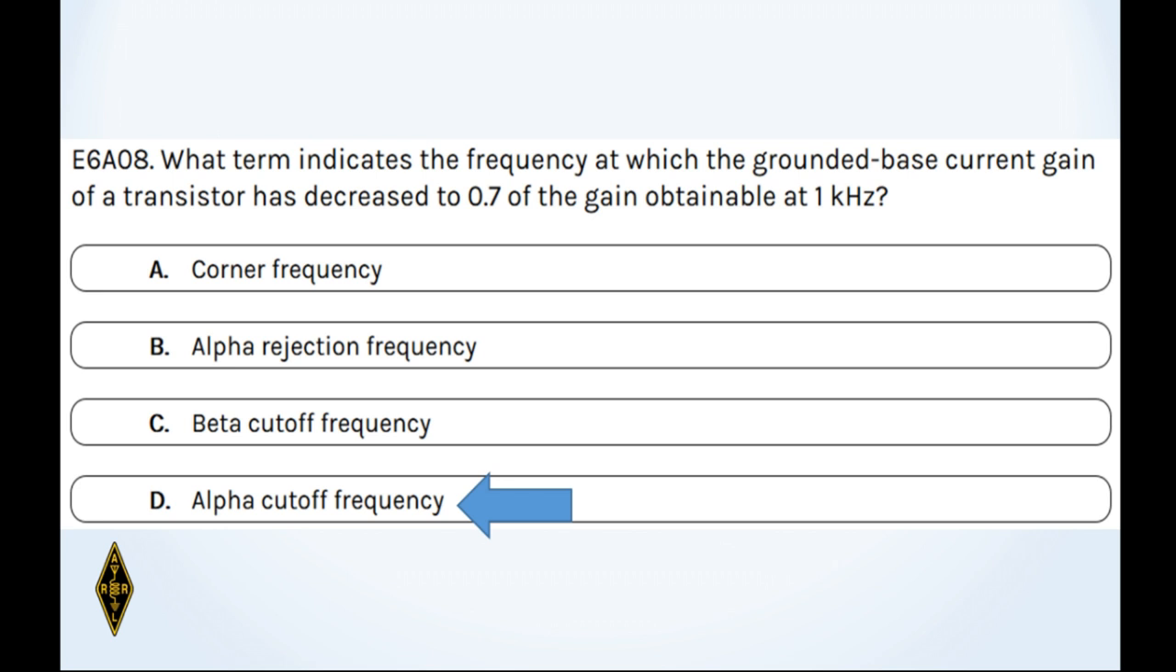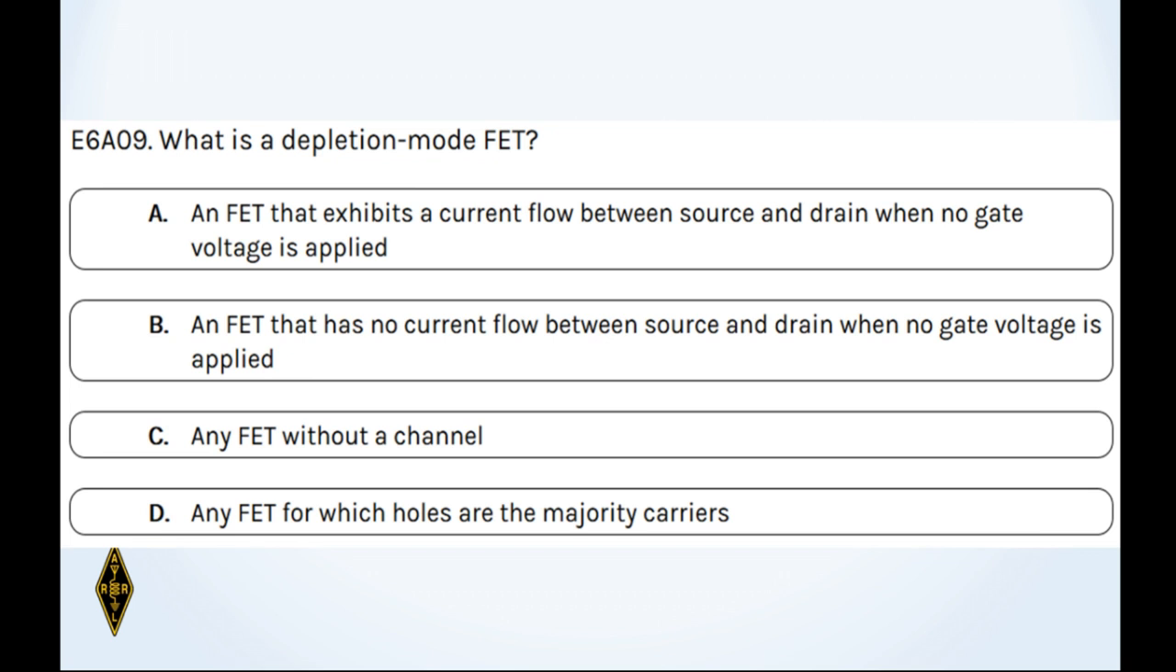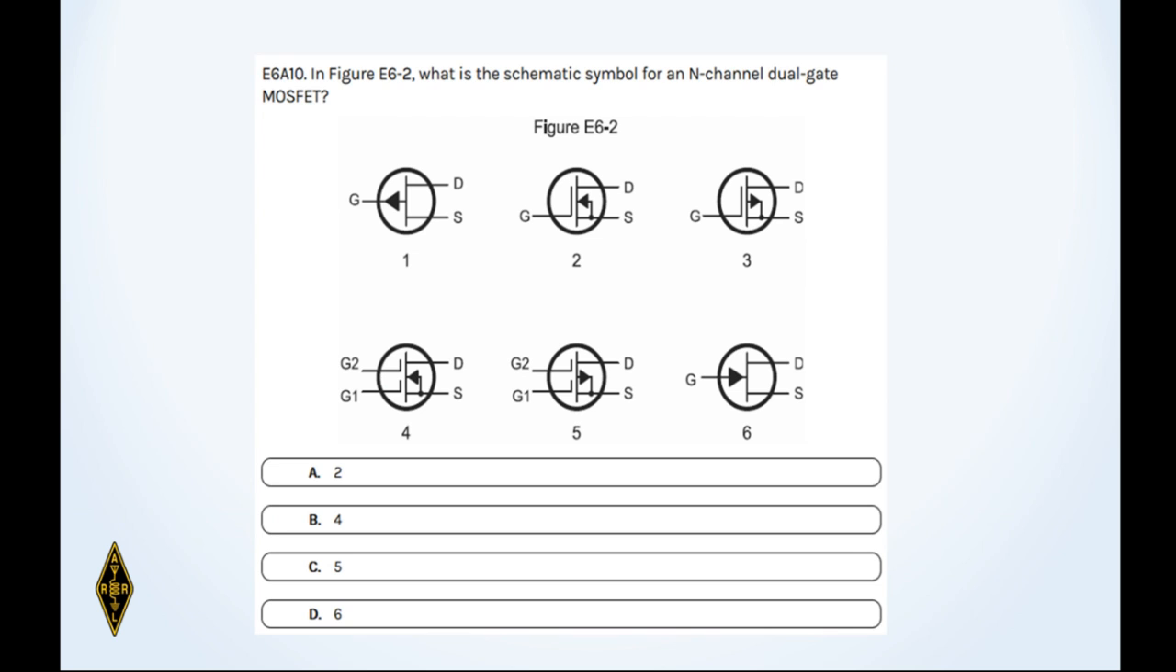And what is a depletion mode FET? Depletion mode. It is A, but I just want to make sure you got it. Okay. An FET that exhibits a current flow between source and drain when no gate voltage is applied.